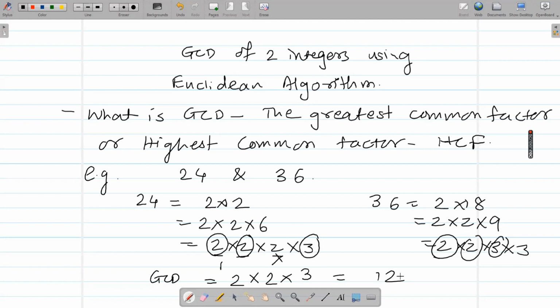This was our school method. There is another method which is called the Euclidean algorithm. If we are dealing with very big numbers and we cannot easily factorize them, then we can go for the Euclidean algorithm. So let us see how it works. I'm considering the same example, which will help you to understand the algorithm easily.